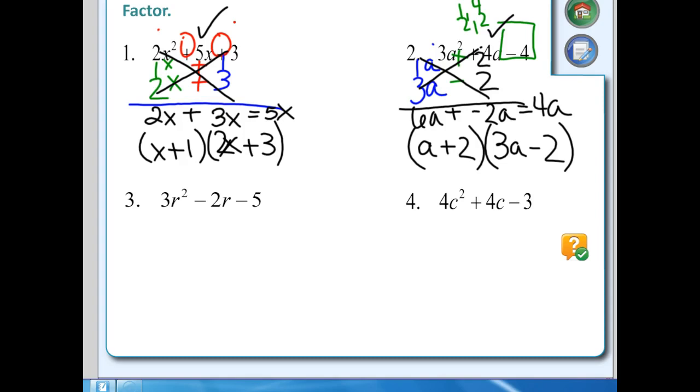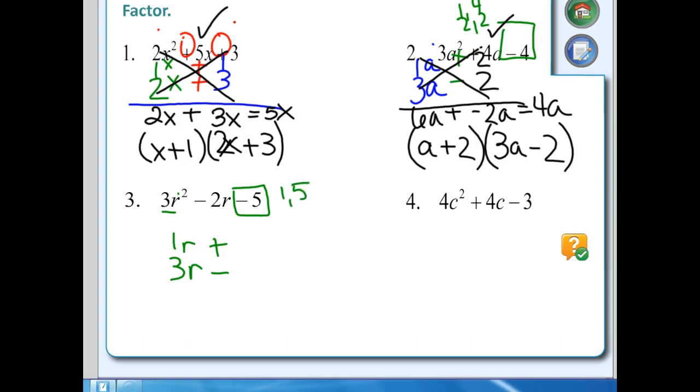So here we go. What are my factors of 3? Well, it has to be 1 and 3. What are my factors of r squared? Well, that has to be r and r. Well, let's look up here. The constant is negative. The back sign is negative, so that means I need 1 plus and 1 minus. And now the only factors for 5 are 1 and 5.